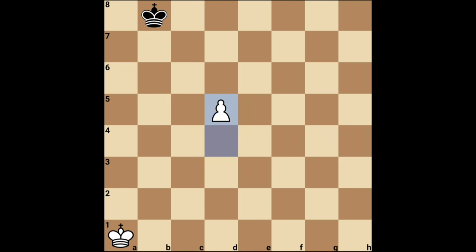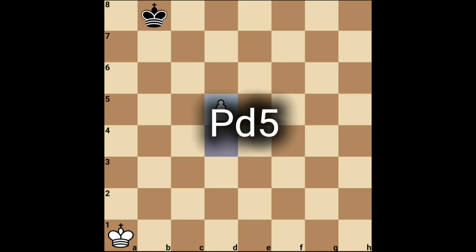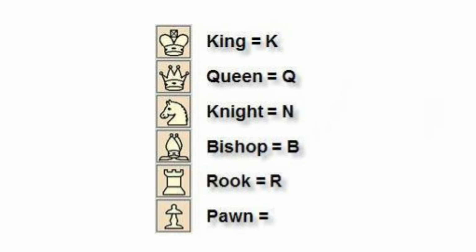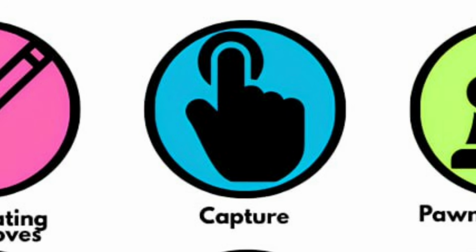However, if we push the pawn to d5, we don't write it like this. We don't use any representative letter for the pawn. We just write d5. And since there is no letter, everyone assumes that it is a pawn move. Another thing you should remember is to always write the piece's letter in uppercase like this. This is not correct. Capture.